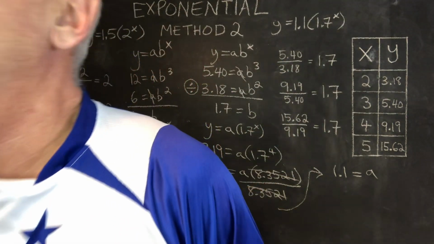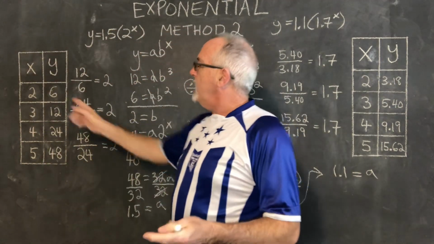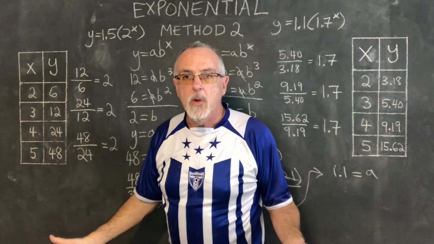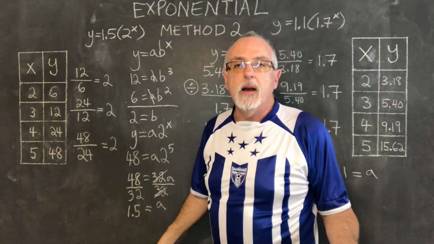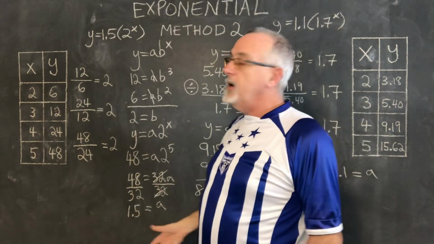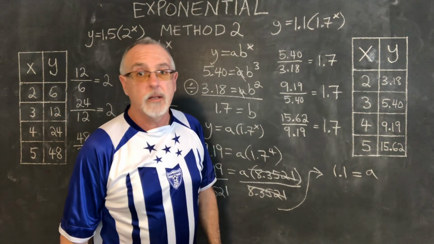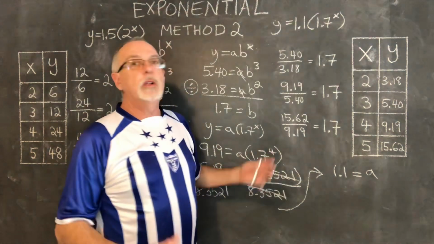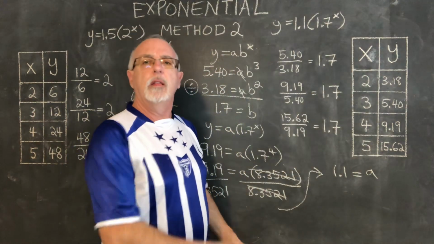So method 2 is different from method 1 because we don't have the point where x is equal to 0. So we do a slightly different step. We end up finding the b first and the a after instead of finding the a first and the b after. But like method 1, these steps become very easy if you practice just a little bit. And you're going to get to the point where you don't care what values they give you in a table of values. You know a method that will work.